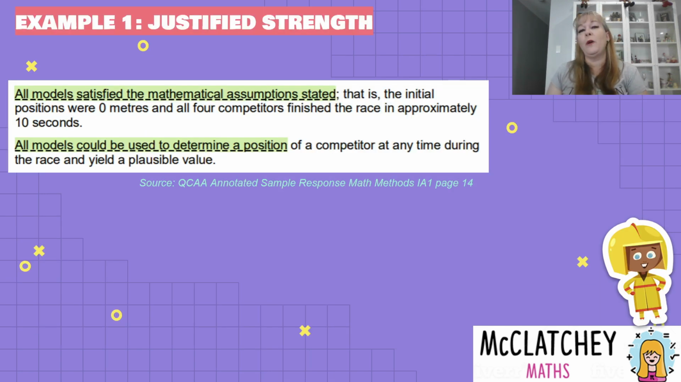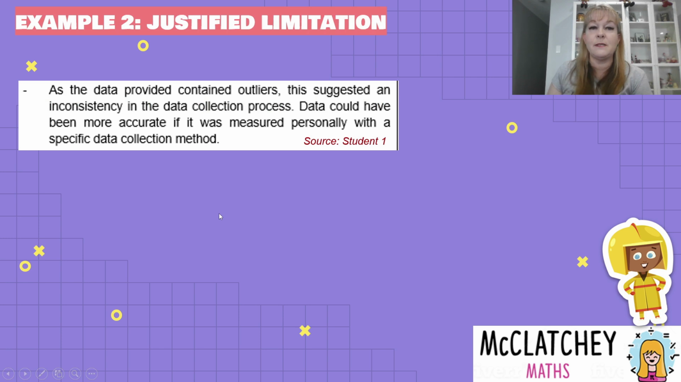Okay, so here are some more examples. I'm going to show you some examples from QCAA exemplars as well as student examples. So in this particular case, they have justified, and justification is important. So they've talked about here that it satisfied the assumptions, and they've also talked about what that means. They could use the model for its purpose to determine each competitor's position, and it resulted in a reasonable or plausible value. So that was a strength. The model could be used for its intended purpose. Here's a justified limitation done by a student.